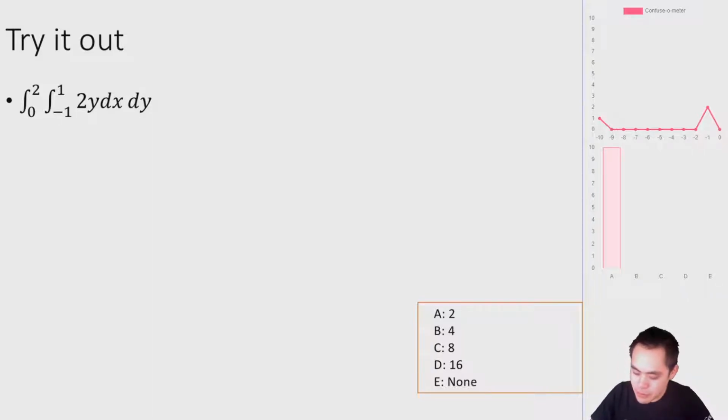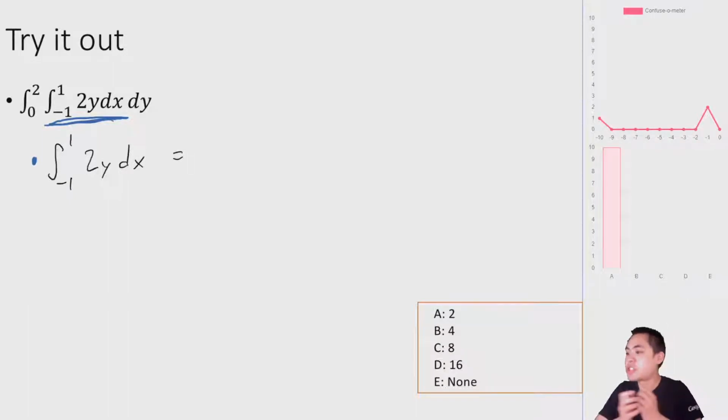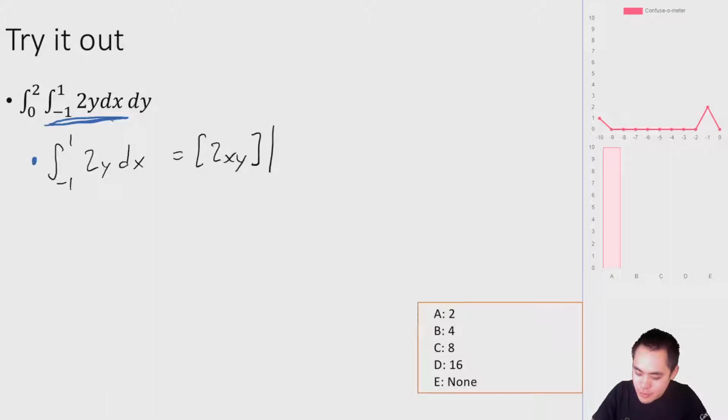So the first step is we want to do this inside step, right? And you have to be a little bit careful when you're doing this inside step. So this is the integral from minus 1 to 1 of 2y dx, right? So what does this equal? Well, you treat y as a constant, right? If it's a constant, you could think about moving it out in front. But basically, when you treat it as a constant, what you get is 2xy from x equals minus 1 to x equals 1.